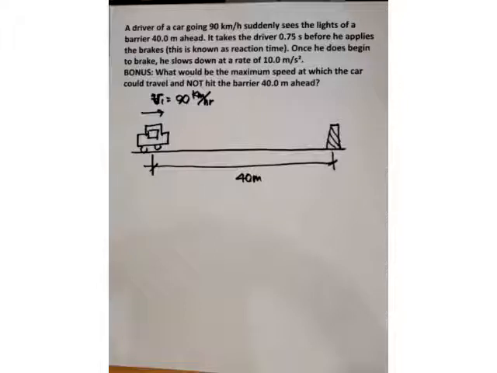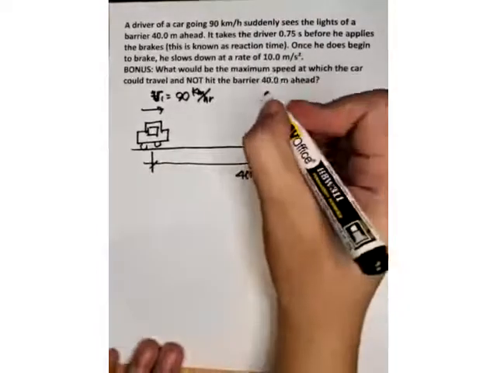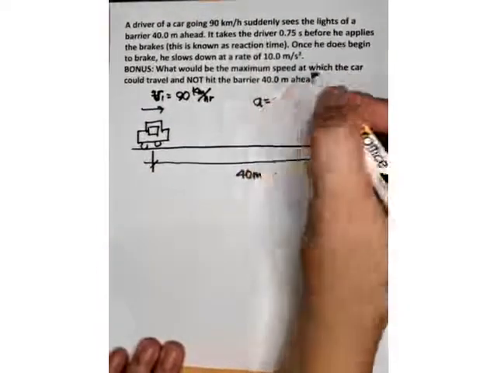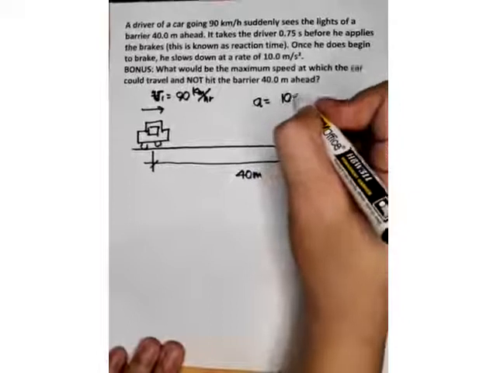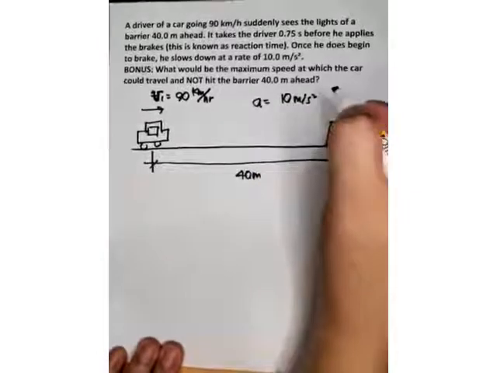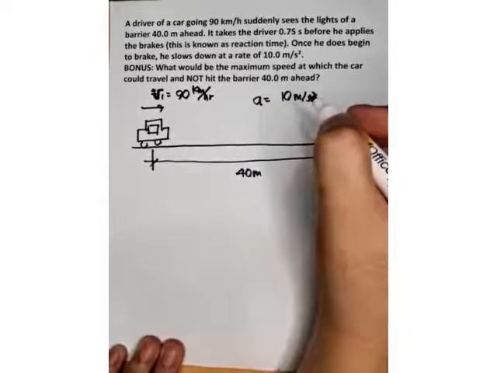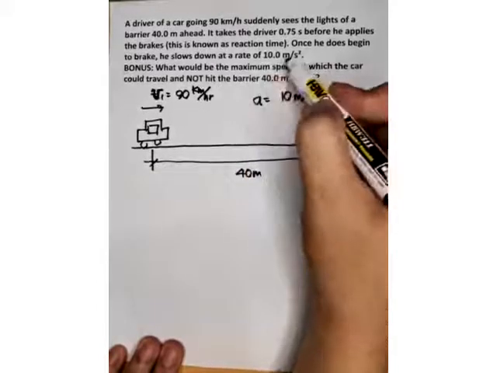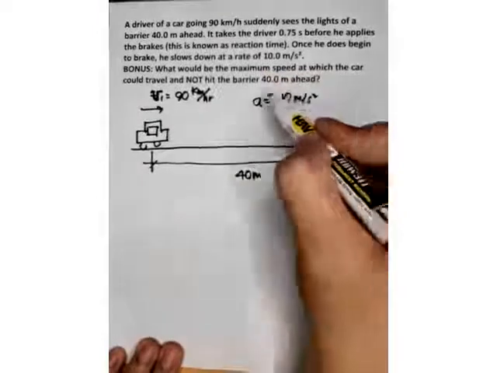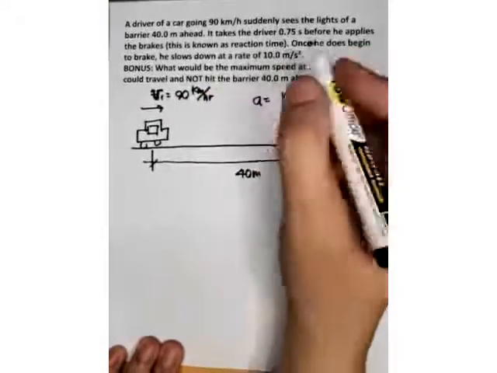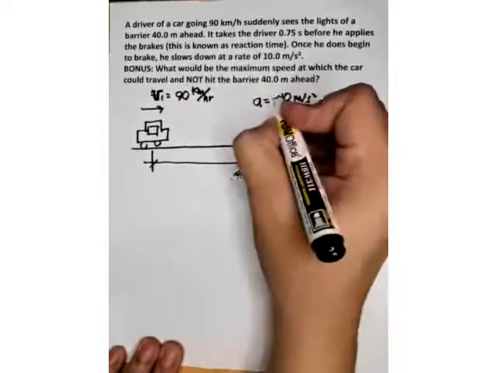Meron po mga reaction time. Once he does begin to brake, he slows down at a rate of 10 meters per second squared. Okay, class? So that is the acceleration. So that is 10 meters per second squared. And again, is the object slowing down, speeding up? Okay, so it slows down. So that means it should be opposite the direction of the velocity. So I will make it negative.